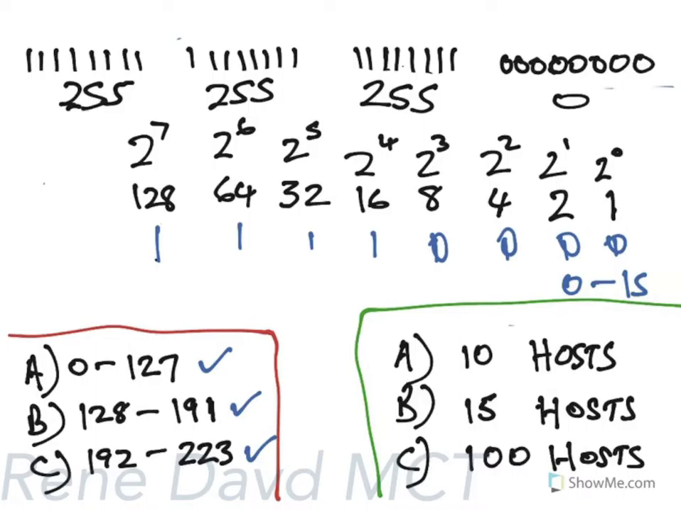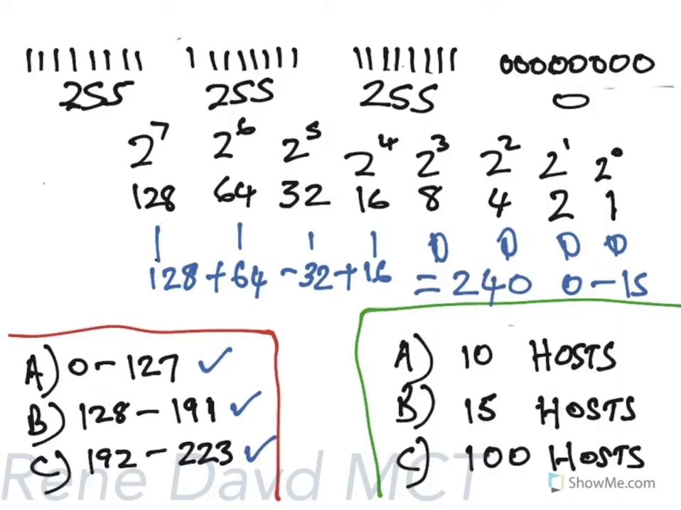All right, so in this case, our network bits are 128 plus 64 plus 32 plus 16, which gives us 240. So that's equal to 240, and our subnet mask becomes 255.255.255.240. Alright, so what about 15 hosts?